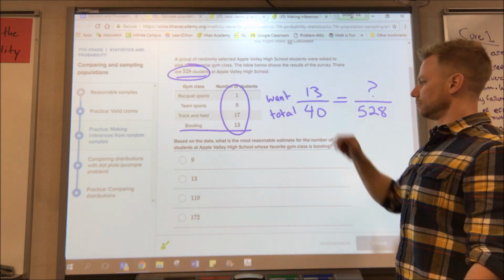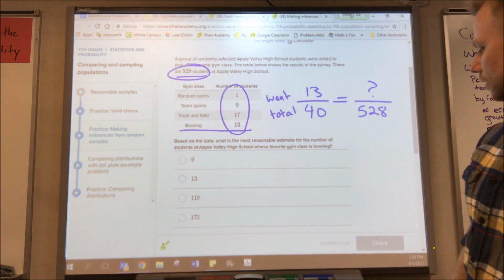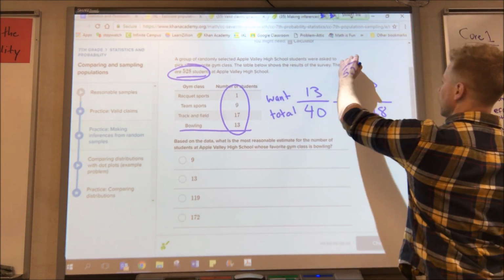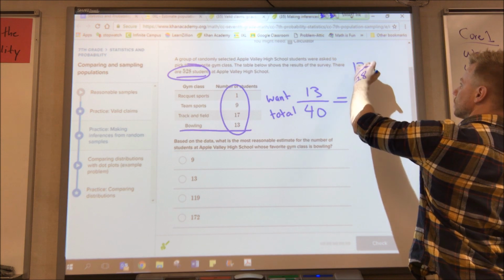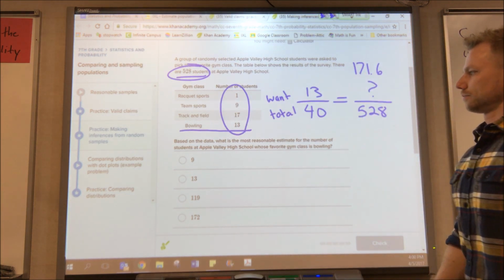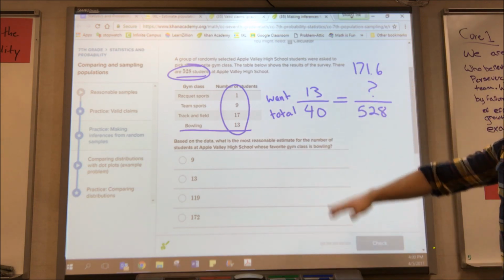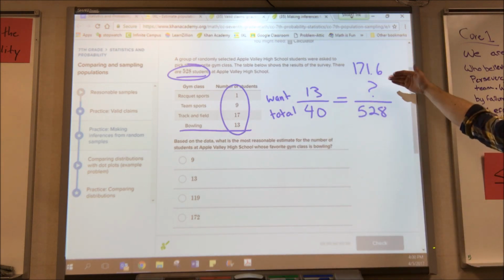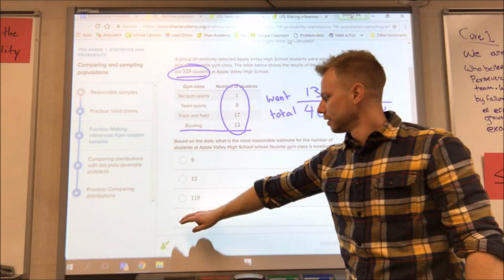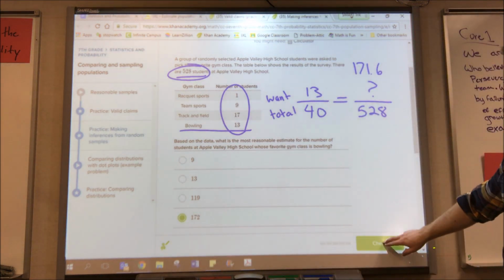Okay, cross multiply, divide to solve that. And we get 171.6. Okay, so we can't have 0.6 of a student, so we pick the closest answer. We need to round to the nearest whole number. It's going to be 172.